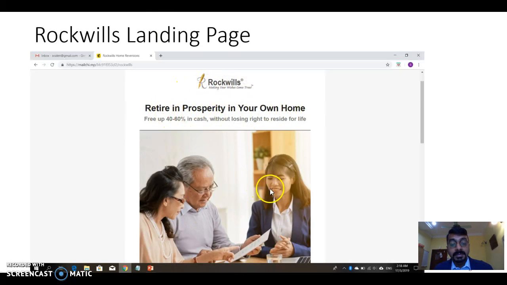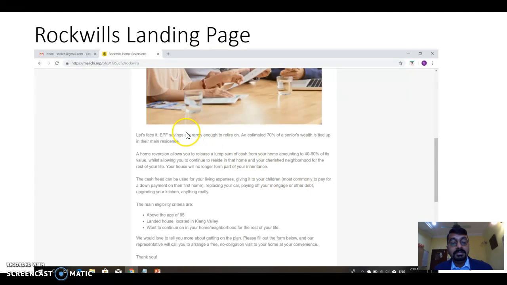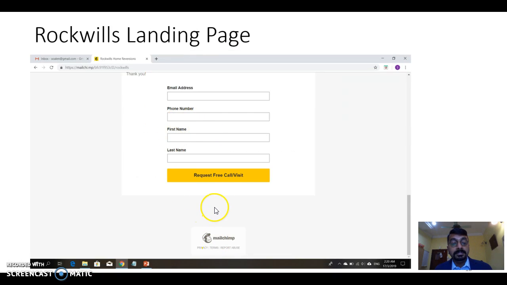So if you open it on your browser on desktop, it will have a logo, a heading, and a picture like this. Then you will have a brief description. It starts with, let's face it, EPF savings are rarely enough to retire on, and an estimated 70% of seniors' wealth is tied up in their main residence. A definition of home reversions. What are the main eligibility criteria? And then we'd love to hear from you. And then there's a form: email, phone number, first name and last name, and then you request a free call or a visit. So this is how a landing page looks.